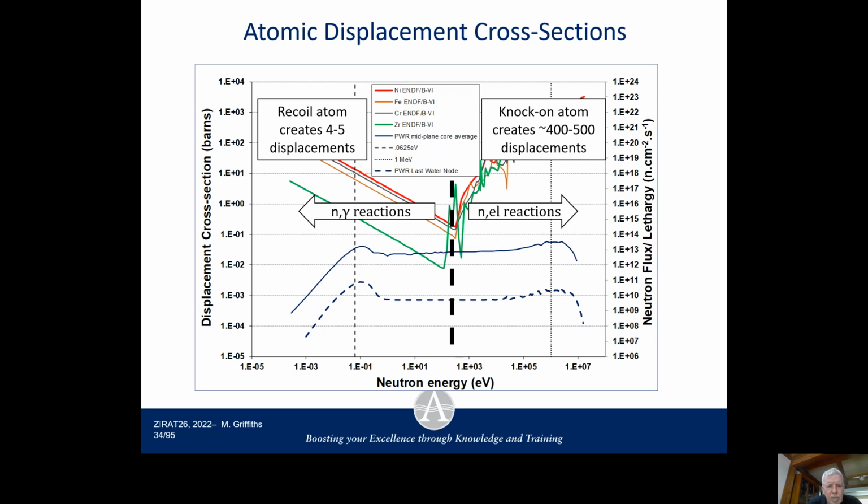The N-gamma reactions are quite weak. They only create a few displacements, but the knock-on atoms, the direct displacements for neutrons when you're getting up to the MeV range, can be hundreds of displaced atoms per event.